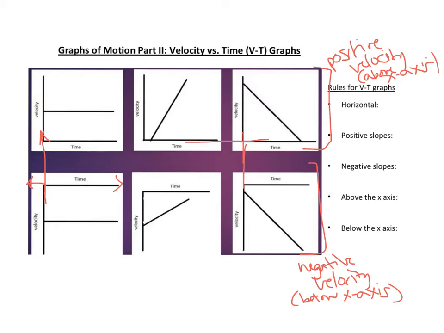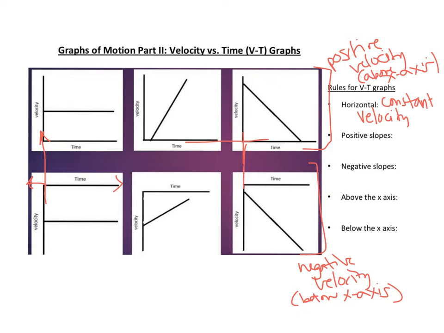So the first thing is, if you have a horizontal line on a velocity time graph, it means that your velocity is constant. So remember on a position time graph how a horizontal line meant you weren't moving? In this case, most likely you are moving. The only time you're not is if the velocity is down at v equals 0. In this case, a horizontal line is just going to be a constant velocity.